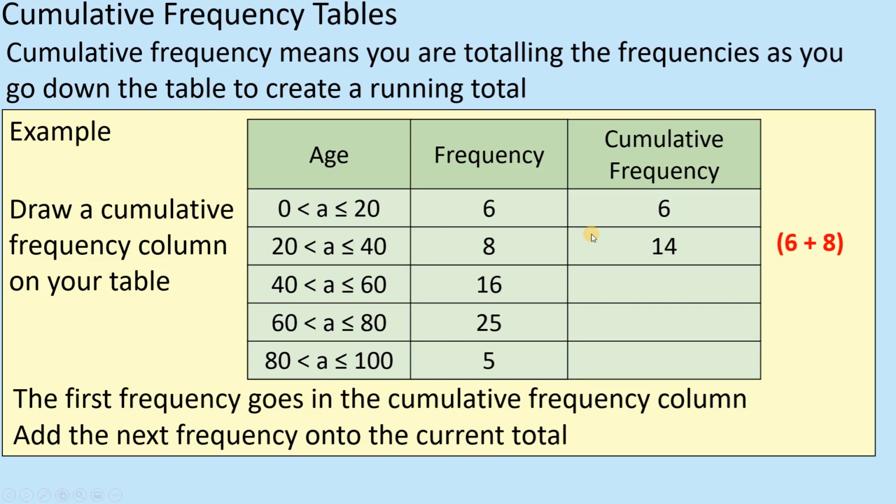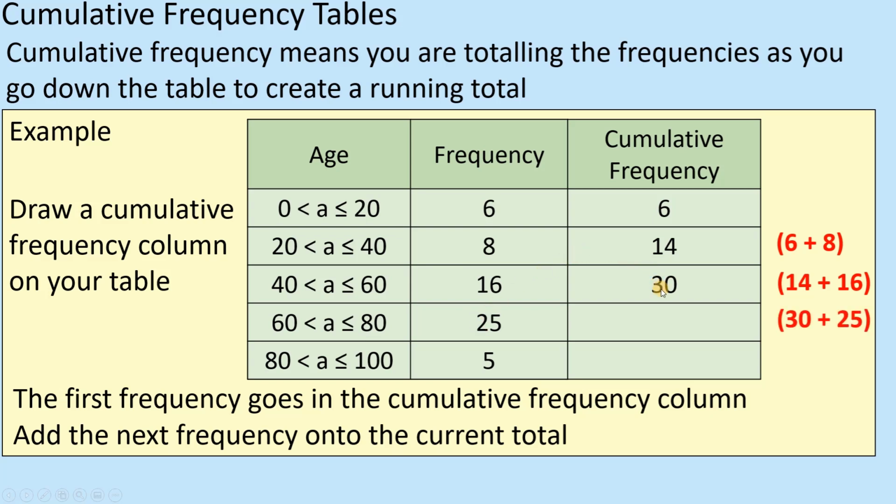The next one, we're going to look at between 0 and 60. That's this one and this one. So we now need to add on 16 to this number, which gives us 14 plus 16, which gives us 30. And then we're going to repeat. We're now going to look at between 0 and 80. So we've got an additional 25, which needs to go onto that one.